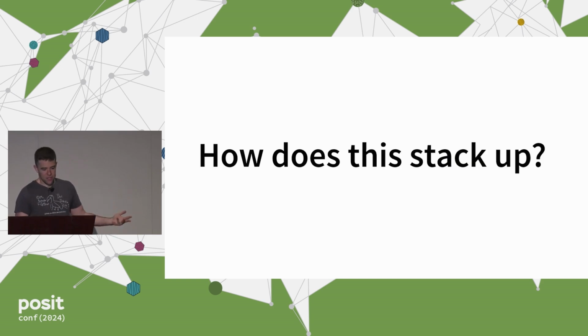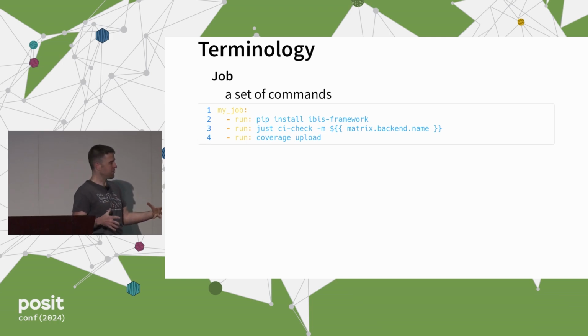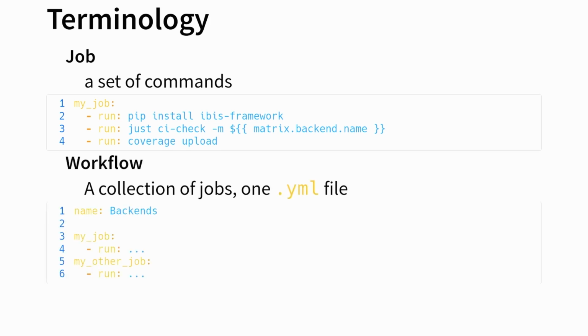Bit of terminology. A job is like a set of commands. So it roughly corresponds to all the things you would need to do to test one Ibis backend. So it's like pip install Ibis, run your tests, upload coverage, that sort of thing. And then you've got workflows, which are essentially a collection of those jobs.